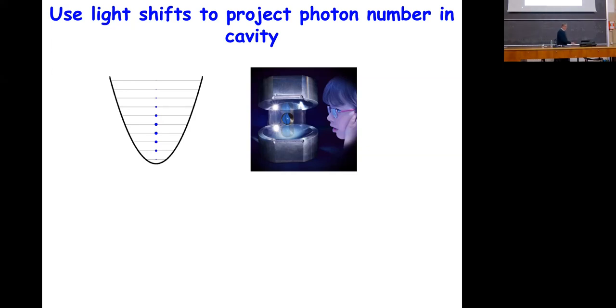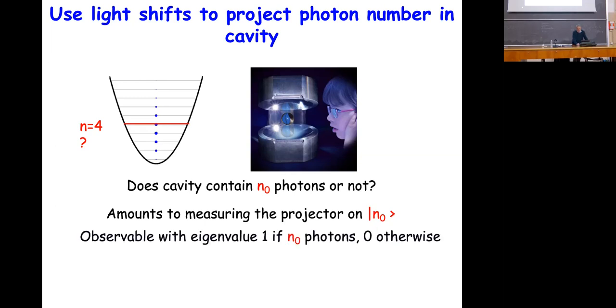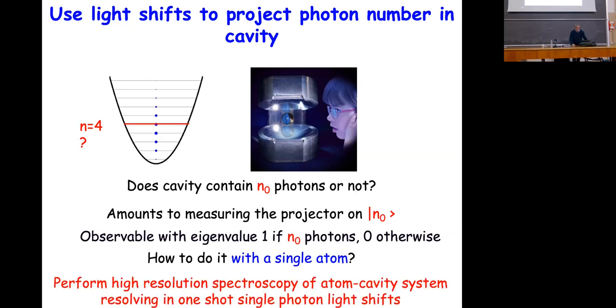So what is the question? Suppose I have put again a coherent state in the cavity and ask the question: does the cavity contain n0 photons or not? For example, does the cavity contain 4 photons or not? This amounts to measuring the projector on n naught, which has the eigenvalue 1 if you have n naught photons and 0 otherwise. And how can you do it with a single atom? The answer is that you perform high resolution spectroscopy of atoms going through the cavity, in order to distinguish the light shift corresponding to n naught photons.